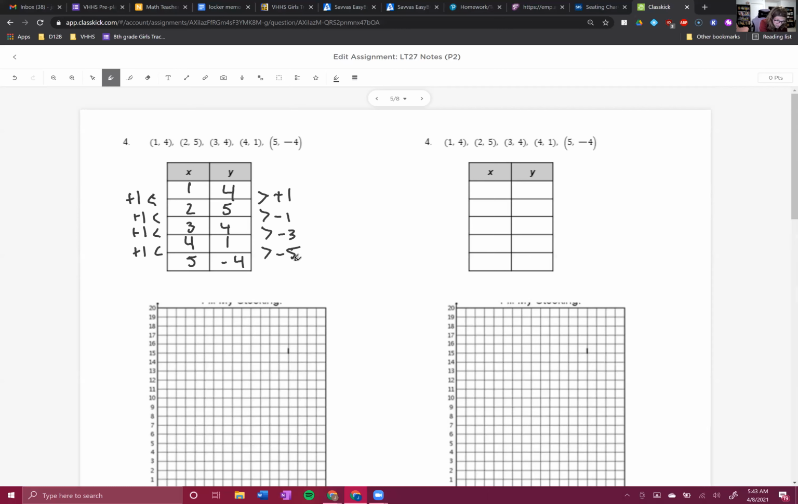Second difference, 1 to -1, that's 2 smaller. -1 to -3, that's 2 smaller. -3 to -5, that's 2 smaller. Look there. That is our second difference being the same, meaning that this thing is going to be quadratic.